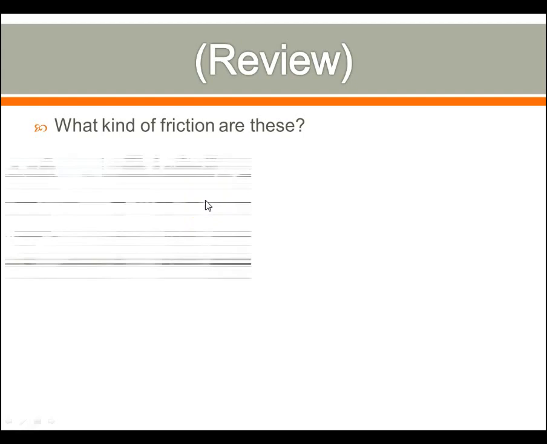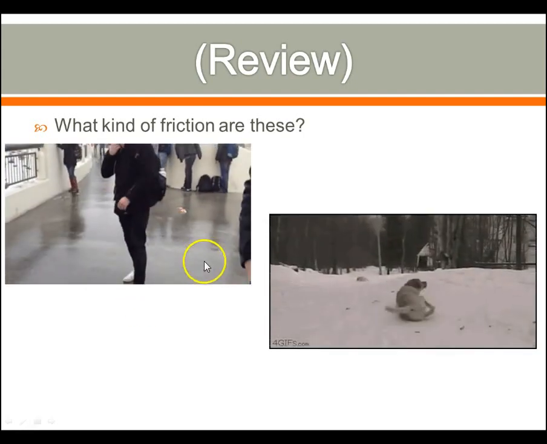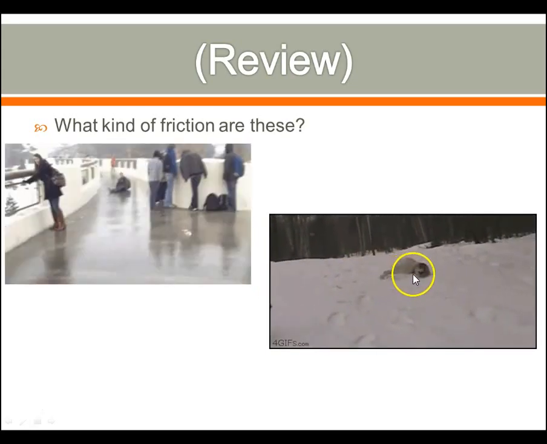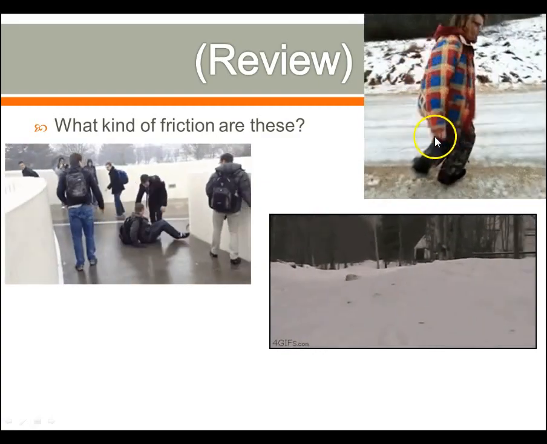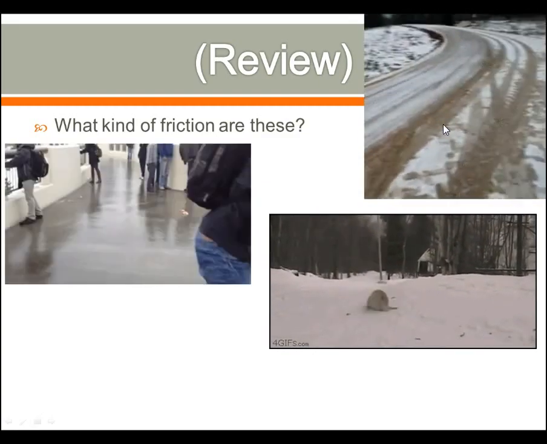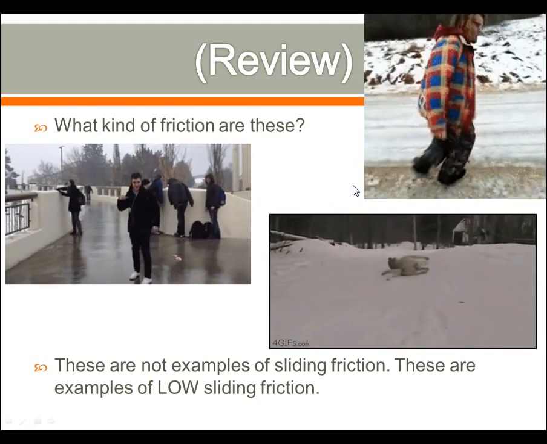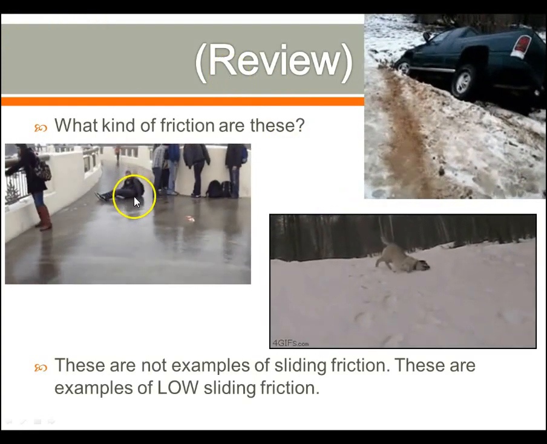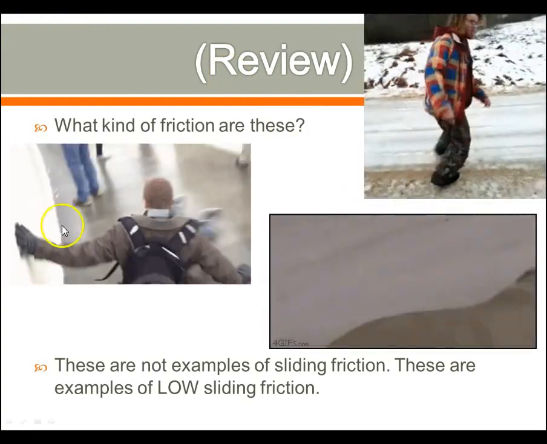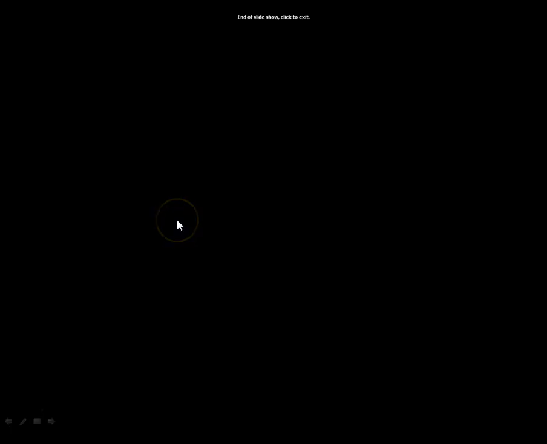All right, so let's review. These ones right here, people just sliding. I have lots of images of things sliding because it's just kind of funny. Here's a car that went off the ditch, and you can see why. That's what the road was like there. Now, these are not examples of sliding friction. These are examples of low sliding friction. If it was high sliding friction, they would all fall as they tried to do that. Oh, here comes that guy. That actually kind of looks fun until that part there, when you hit someone's legs. But anyways, that's friction.